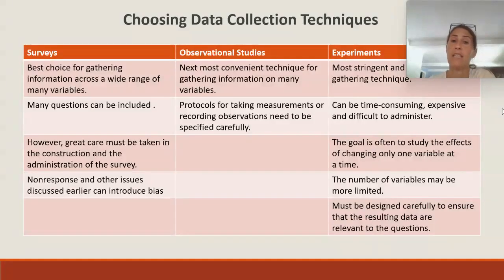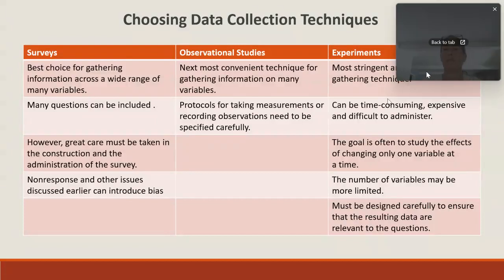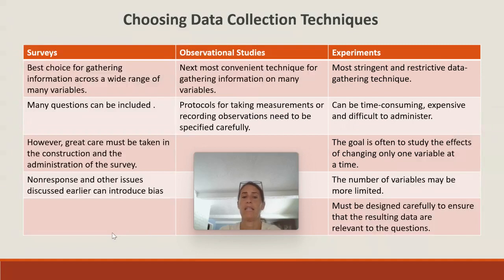Observational studies is the next most convenient technique for gathering information on many variables. The protocols for taking measurements or recording observations need to be specified carefully. Experiments are the most stringent and restrictive data gathering technique. They can be time-consuming, expensive, and difficult to administer. The goal is often to study the effects of changing only one variable at a time in experiments, and the number of variables may be more limited, and they must be designed carefully to ensure that the resulting data are relevant to the questions.